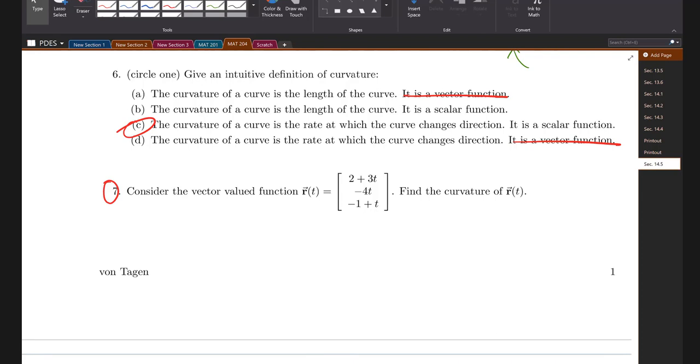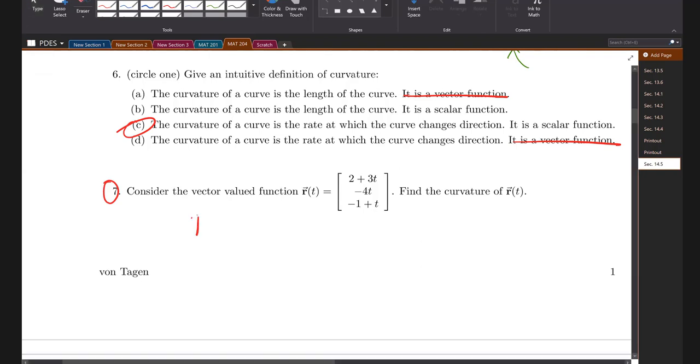A line. Curvature measures by how much the direction of the curve is changing. A line, by definition, is a curve that moves in a constant direction, right? That v direction that we calculated before, right? So what's the curvature of this? 0. The curvature is 0. No work required.